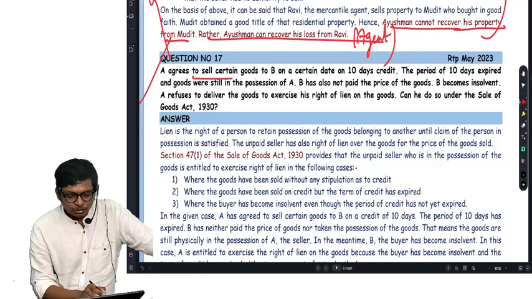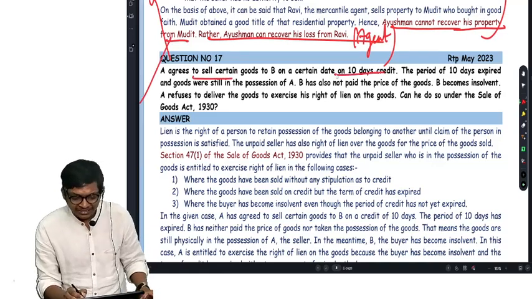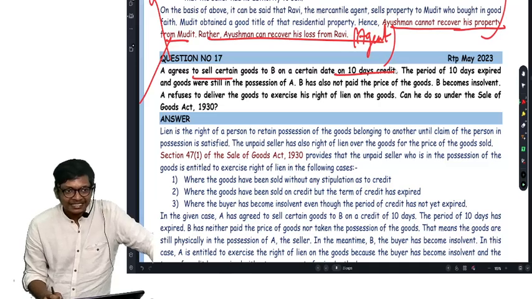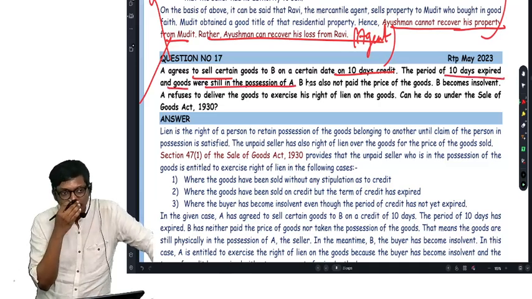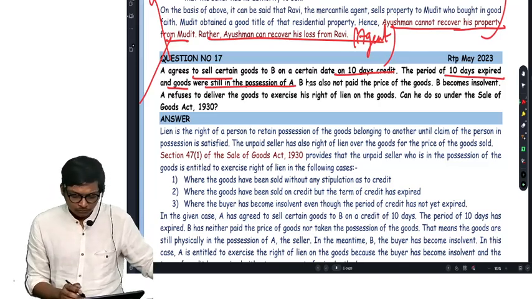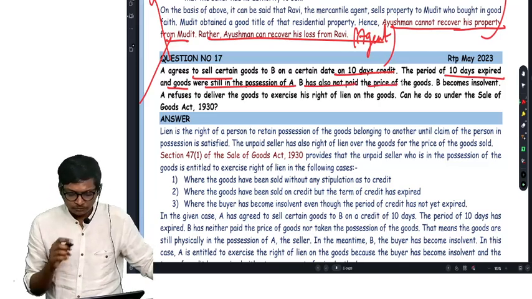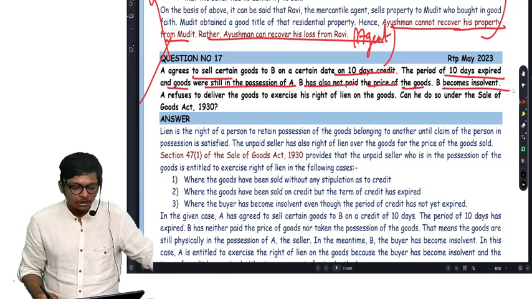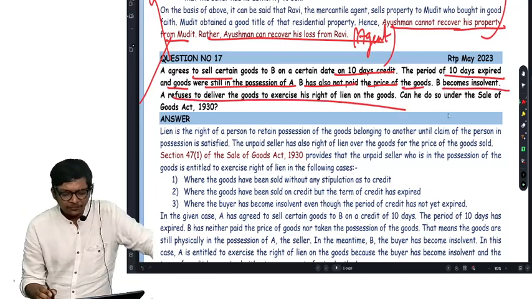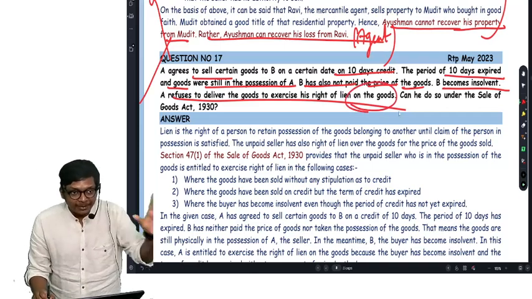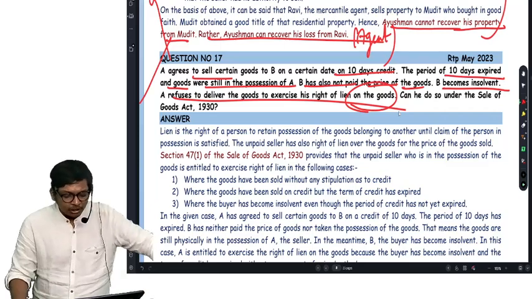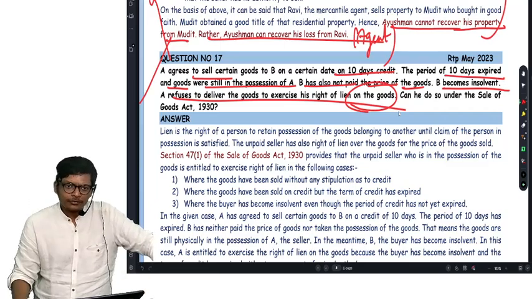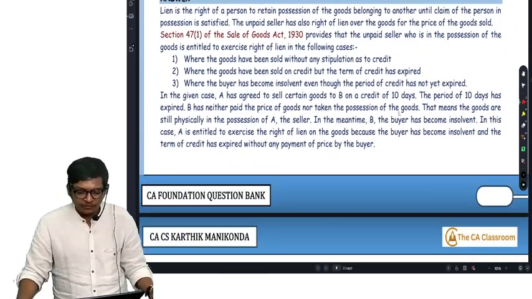Next, A agrees to sell certain goods to B on a certain date on 10 days credit. The period of 10 days expired and goods were still in possession of A. B has not paid the price for the goods. B becomes insolvent. A refused to deliver. Can he exercise right of lien on goods? Yes, right of lien can be exercised. Right of stoppage in transit will not come here because the goods are not in transit. It's in my possession, so I will exercise right of lien.